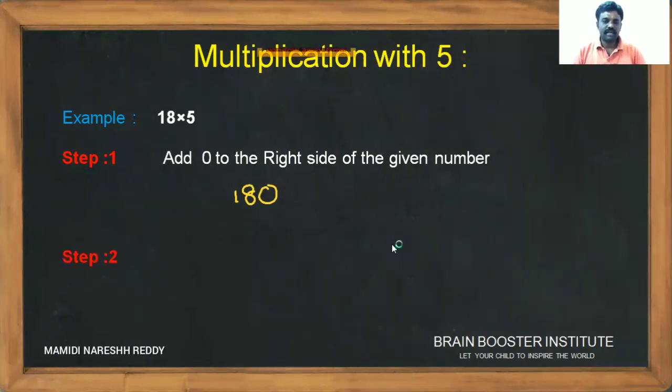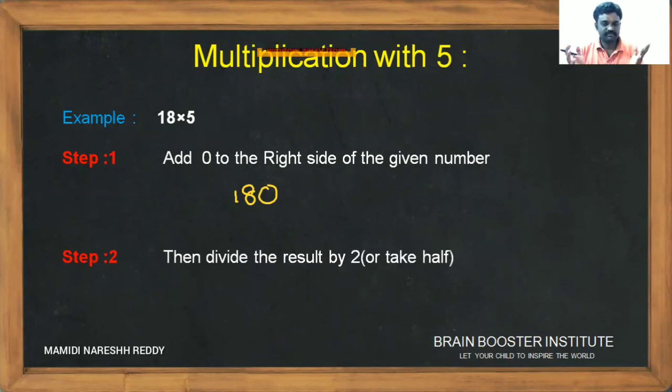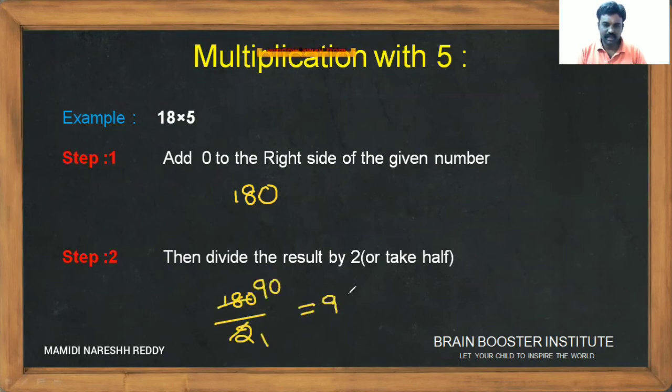Step 2: divide the result by 2. Simple. Whatever result we have got in step 1, just divide by 2. Or if you are able to take half of the result, then directly you can take the half. Got the point? Now by dividing 180 by 2, half of 18 is 9, so the answer is nothing but 90. Very simple way. Now 18 fives are 90.